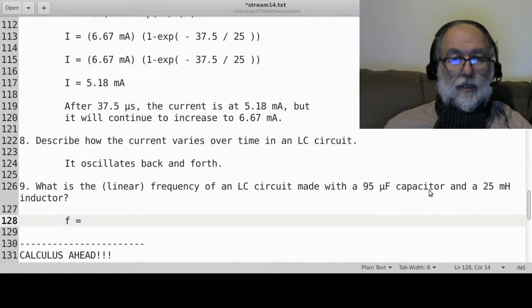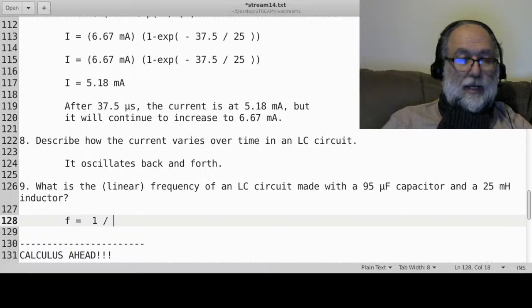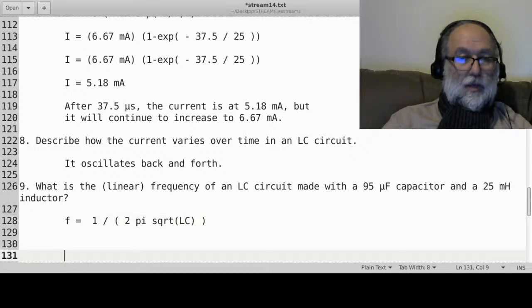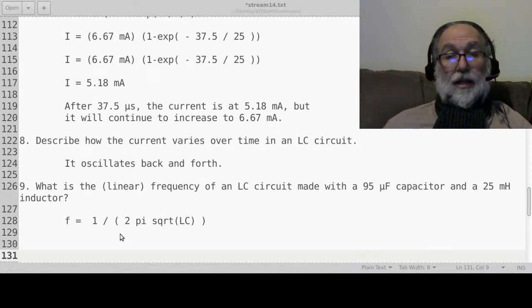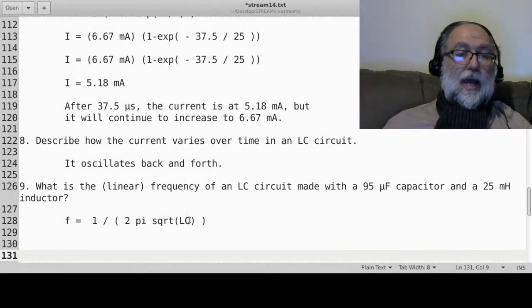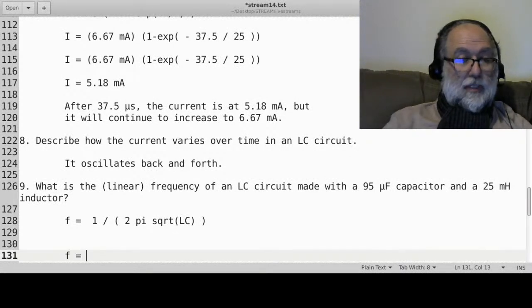Did I write it correctly? I did. Good. Okay. So F is equal to 1 divided by, all in the denominator, 2 pi times the square root of L times C, like that. Okay. So there's the formula that you want to use for the frequency. All right. So basically, just plug into that and you get the frequency. Okay. But you got to, of course, be in MKS to get out hertz.